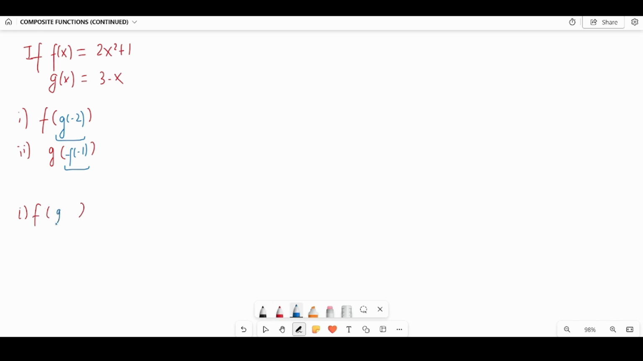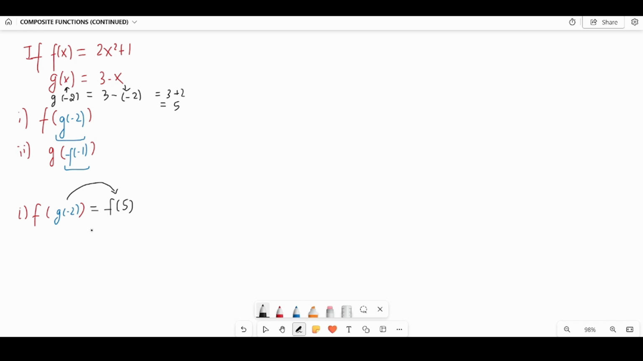In this, as I have already told, g of -2 is your input, so we need to find its value first. All we need to do in order to do that is replace your input x from the original function with the desired input, which is -2. So this will become g of -2 equals 3 minus, here also you will replace your x with -2. So that will give you 3 plus 2, that is equal to 5. That means g of -2 equals 5. So this will become f of 5. We have just replaced the value of g of -2 with 5.